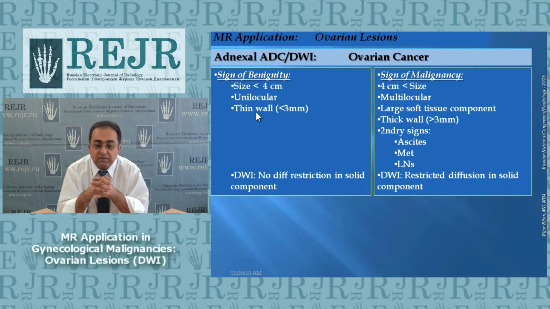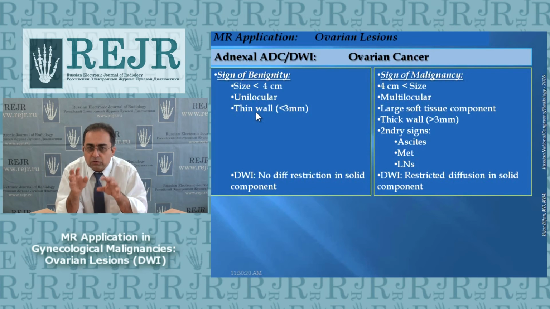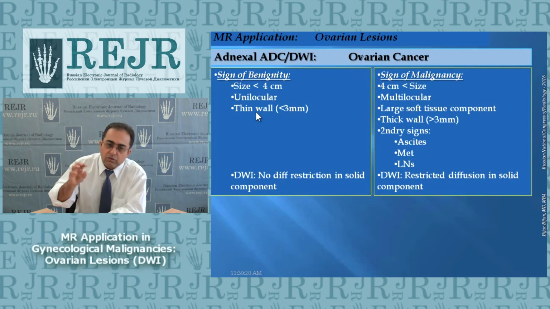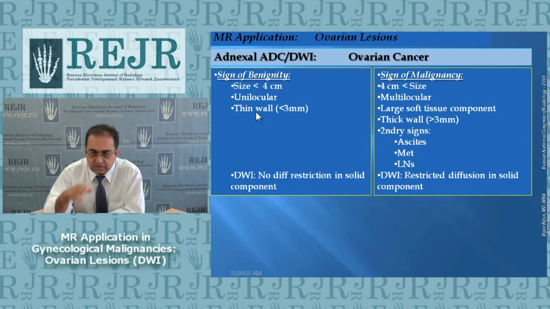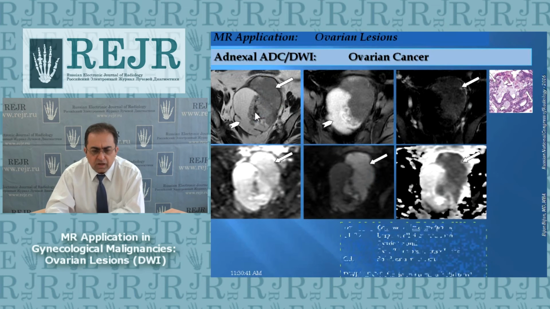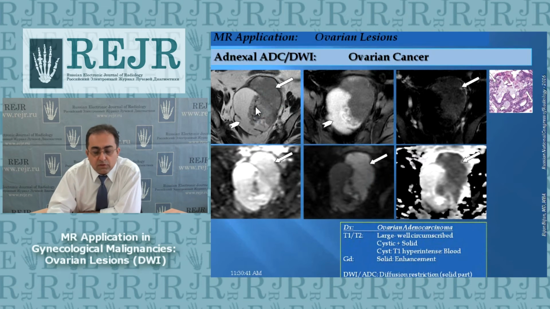And in DWI, you see restriction of diffusion in the solid component, and it's very important. I'm saying in the solid component, don't check the cystic component. Cystic component, you know it is water. You have to check the DWI and ADC in the solid component of these cystic/solid lesions that we are talking about. Take a look at this study.